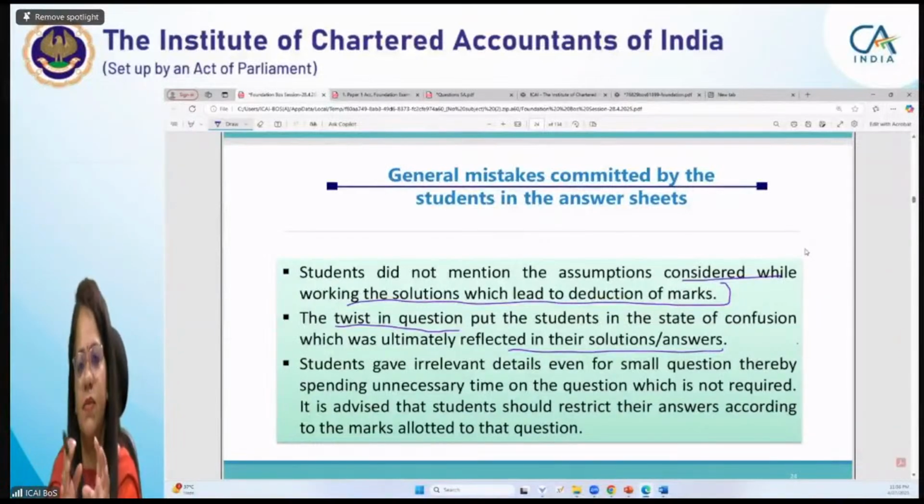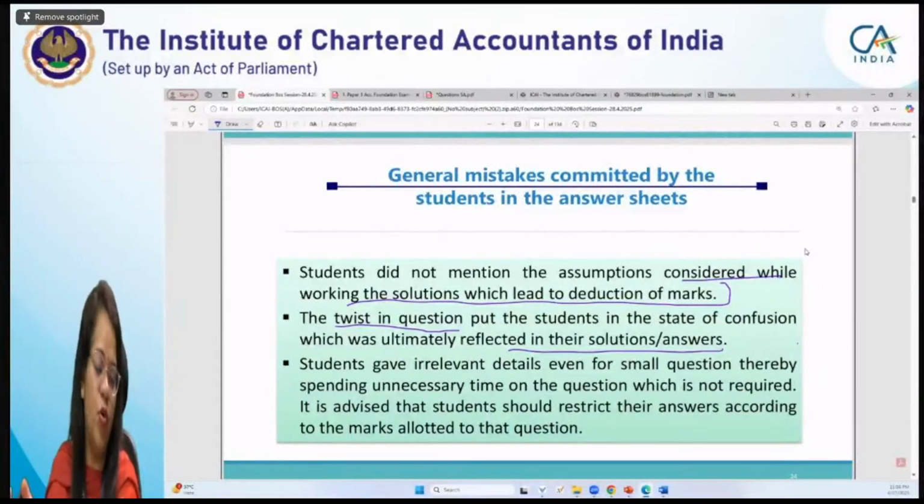There will always be step marking. Students usually ask, ma'am, there is no step marking. If there is a 10-mark question and we do not know only one adjustment and end up not getting it, you'll still get marks. There will be step markings.